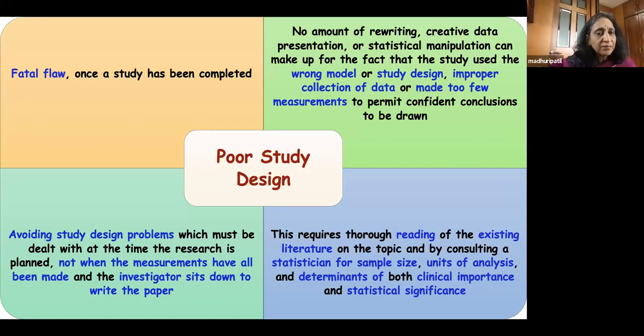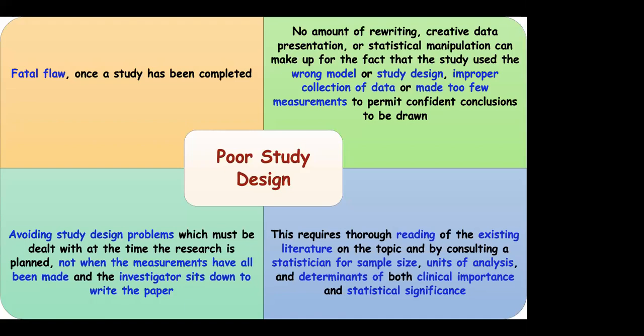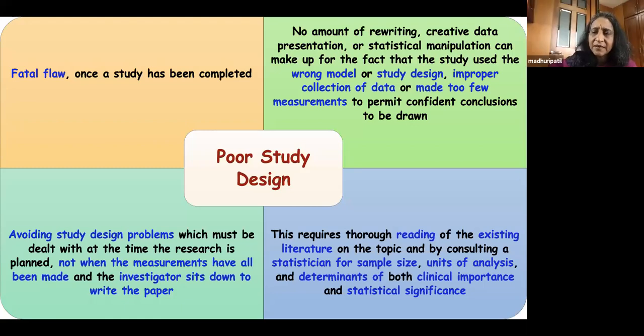Avoiding study design problems must be dealt with at the time of research when the research is planned, and not when the measurements have all been made and the investigator sits down to write the paper. So this requires a thorough reading of the existing literature on the topic, and consulting a statistician for the sample size, the units of analysis, and determinants of both clinical importance as well as statistical significance.